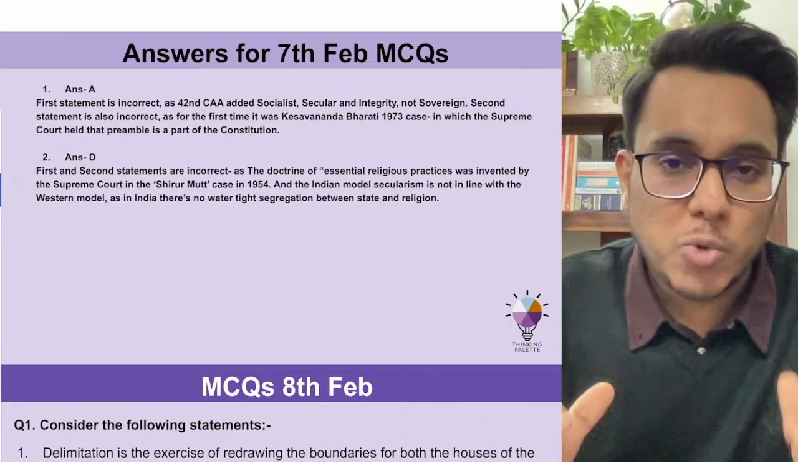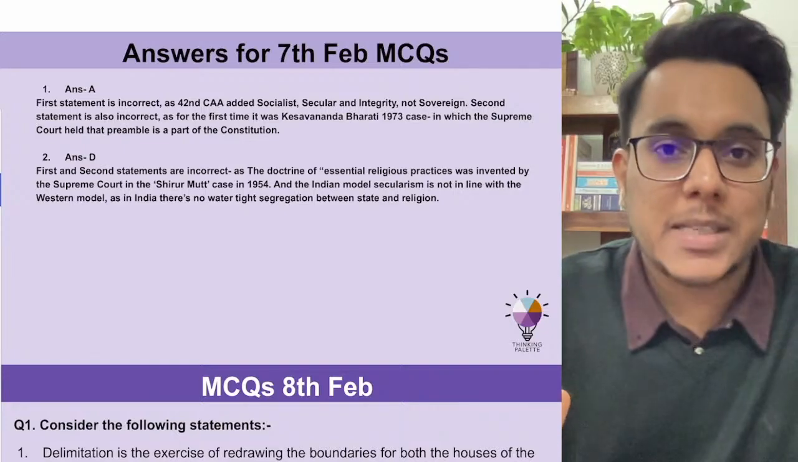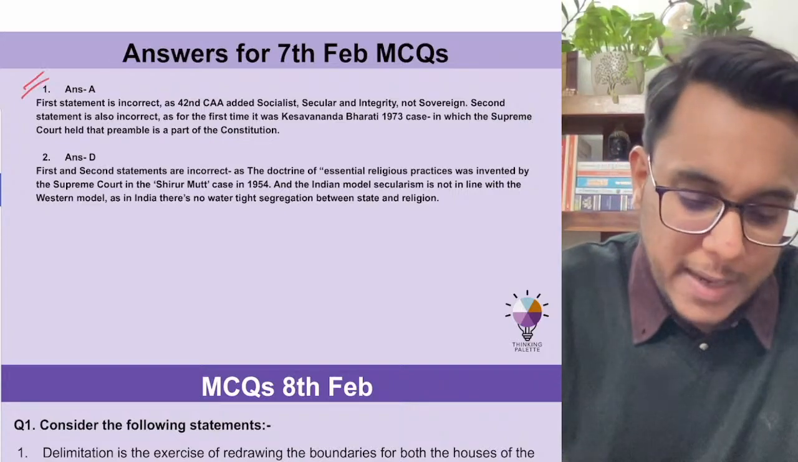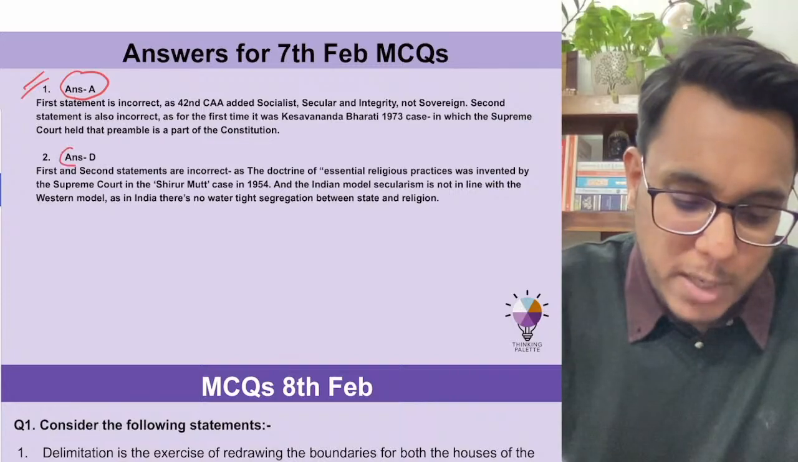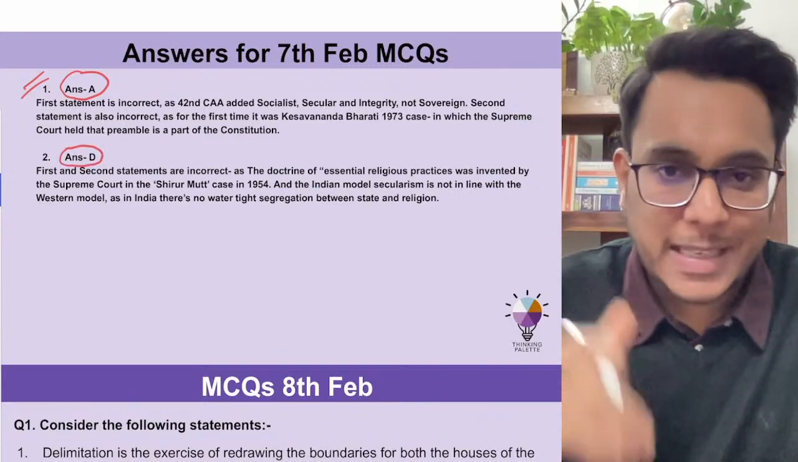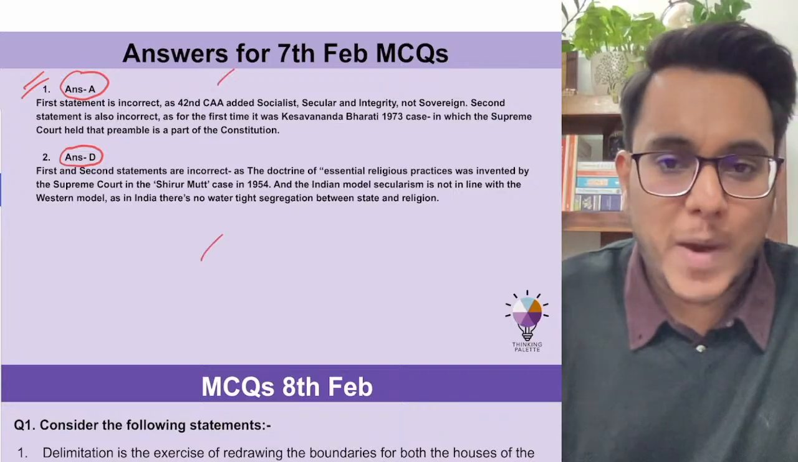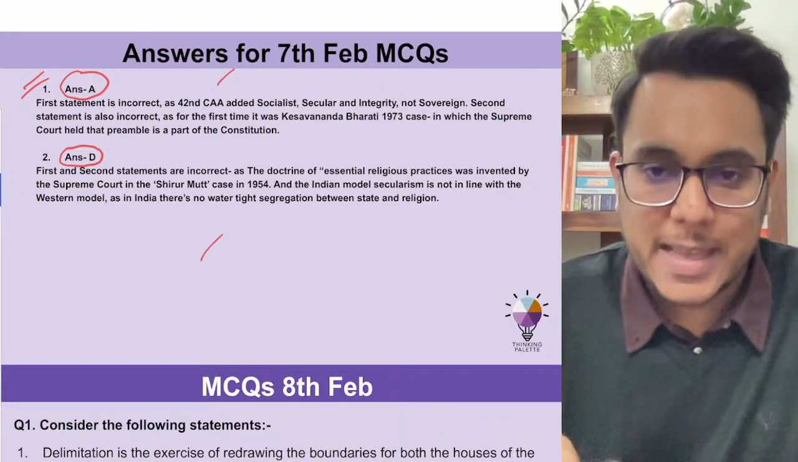Guys, these MCQs are asked from the previous day's newspaper. So the yesterday's MCQ, question number 1, the right answer is A, and question number 2, the right answer is D. In the PDF, this was also shared, you can see it. Why A and why D? You can pause the video and see the explanation.